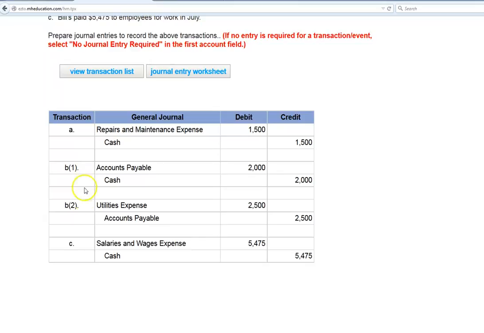In B2, you're receiving a bill, but you're not going to pay it right away. You have to record the expense in the period that you receive the benefit. July's electricity should be recorded as an expense in July. And then we credit accounts payable. Remember, what we're trying to do is match the expenses against the revenues that they help to create to determine whether we were profitable during that month.